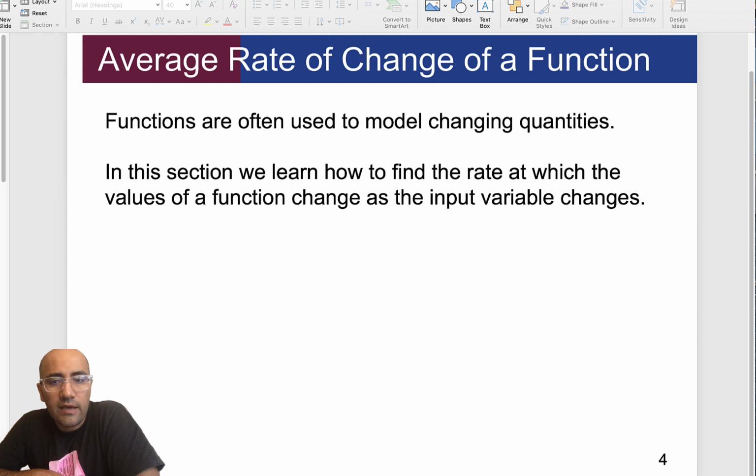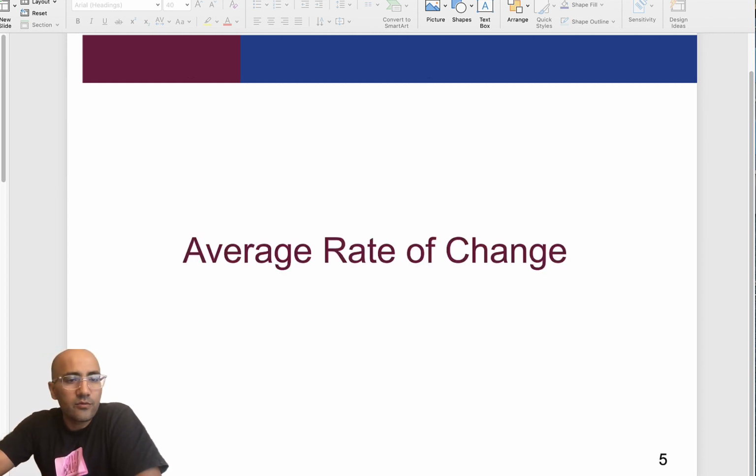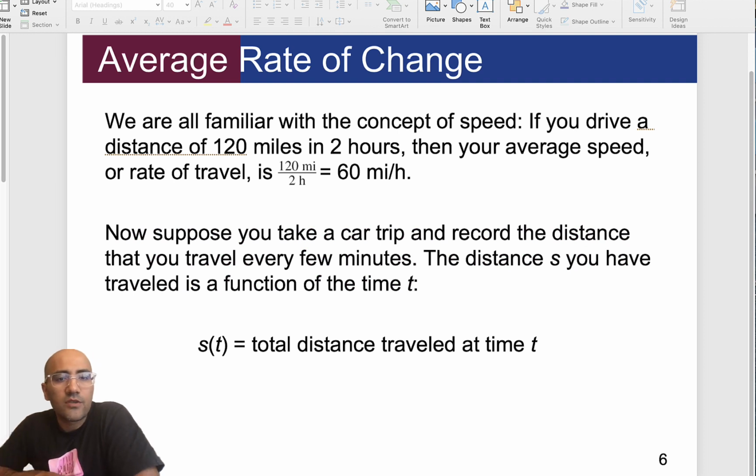Okay, functions are often used to model changing quantities. In this section, we'll learn how to find the rate at which values of a function change as the input variables change. Okay, so we're all familiar with the concept of speed. If you drive a distance of 120 miles in 2 hours, then your average speed, or the rate of travel, is 120 divided by 2 to give you 60 miles per hour.